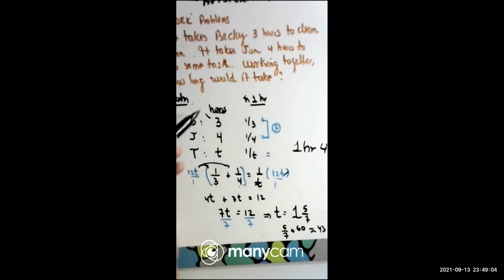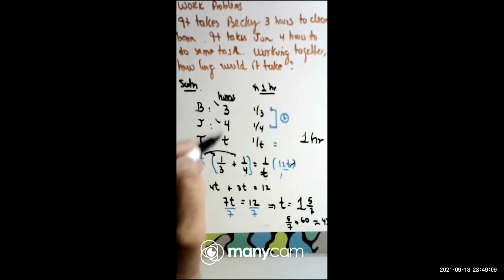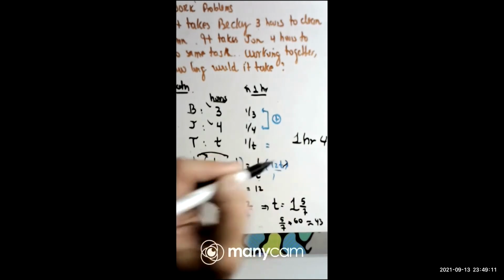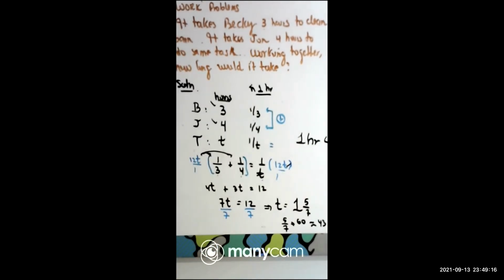So Becky takes 3 hours on her own. John takes 4 hours on his own. Working together, it would take them less than 2 hours, 1 hour and 43 minutes. Okay, let's try another one. Let's try another example.